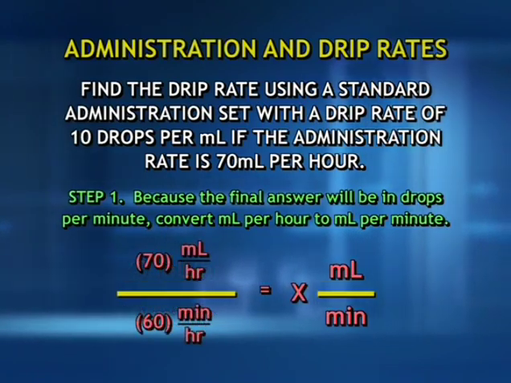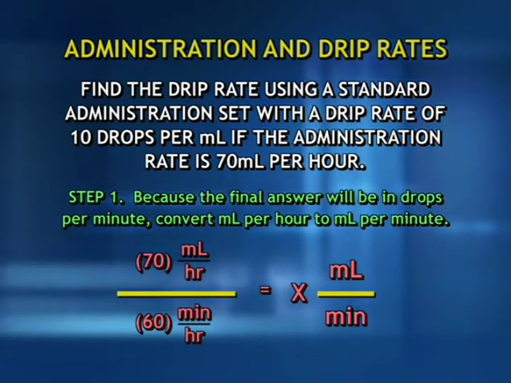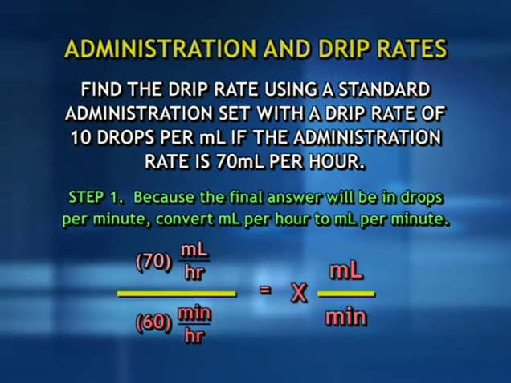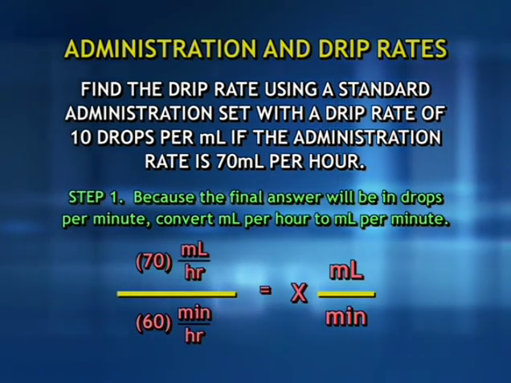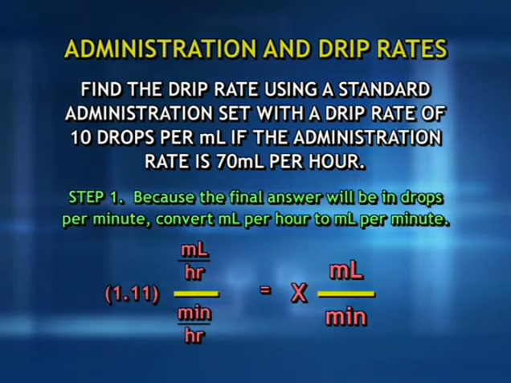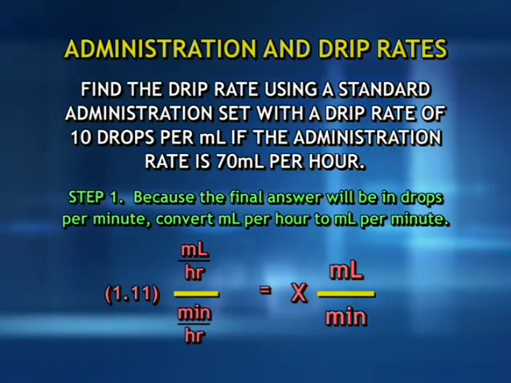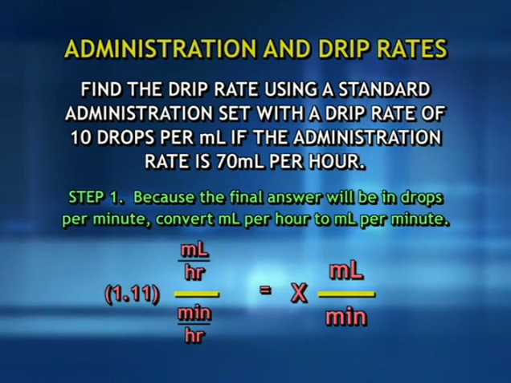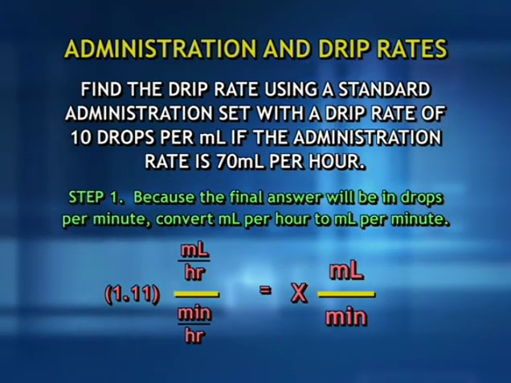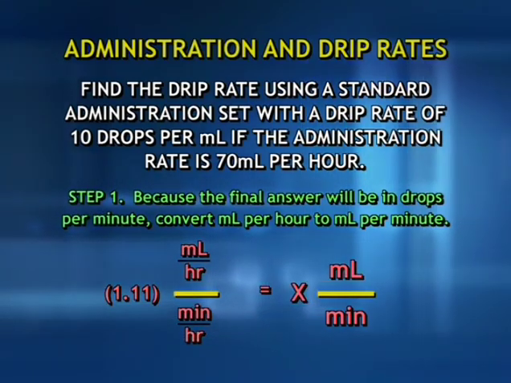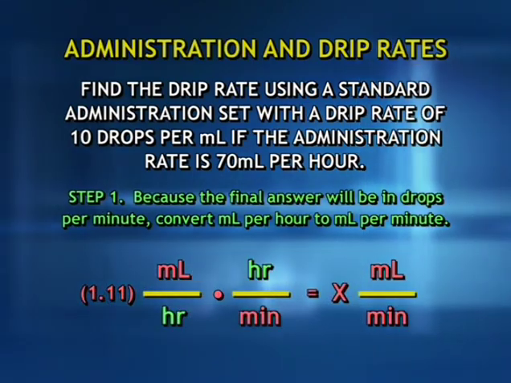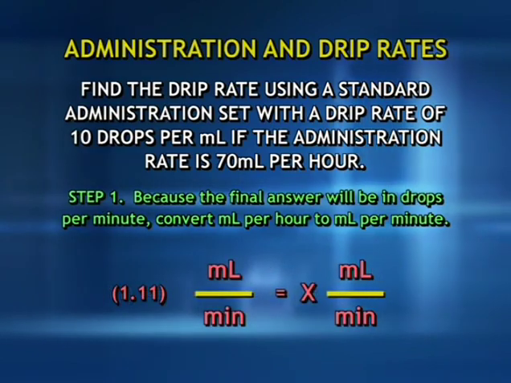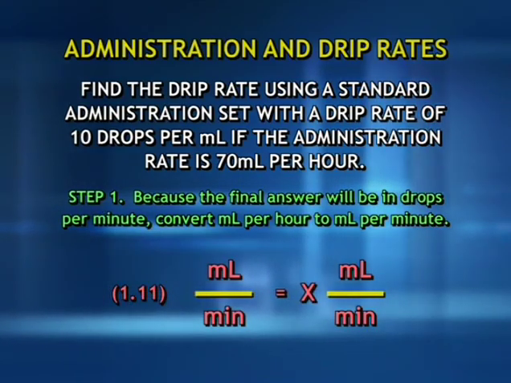To simplify the calculations, you may separate multiplication factors. 70 times milliliters per hour divided by 60 times minutes per hour. The expression then becomes 1.11 times milliliters per hour divided by minutes per hour. When dividing by a fraction, invert the fractional denominator and multiply. The hours cancel and the answer is 1.11 milliliters per minute.